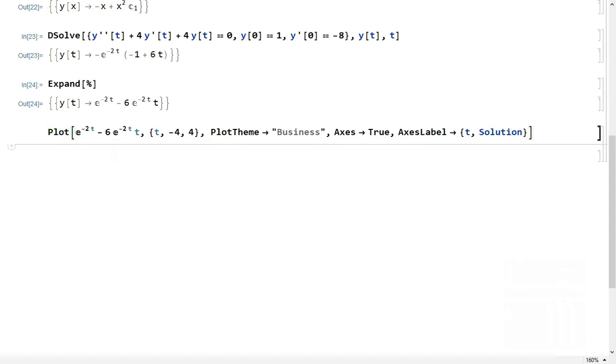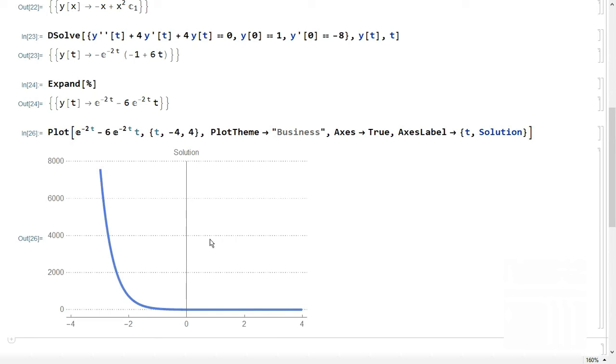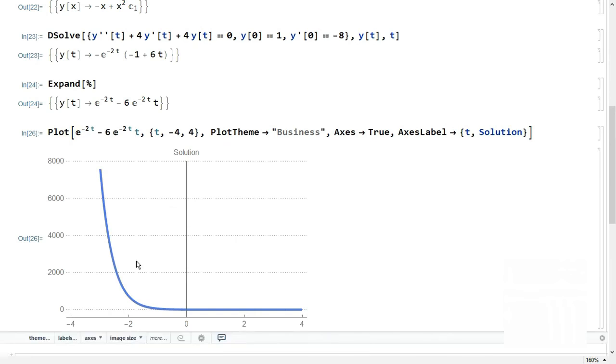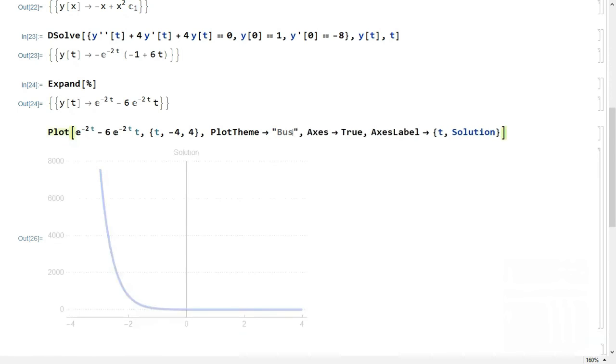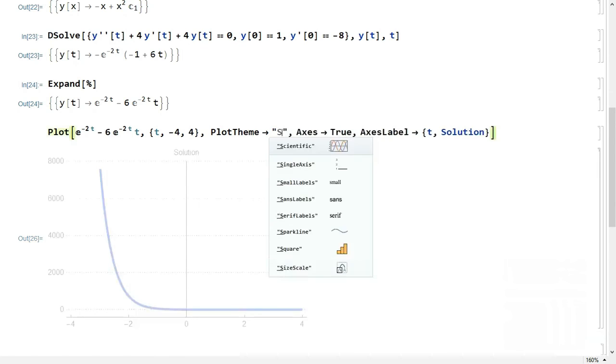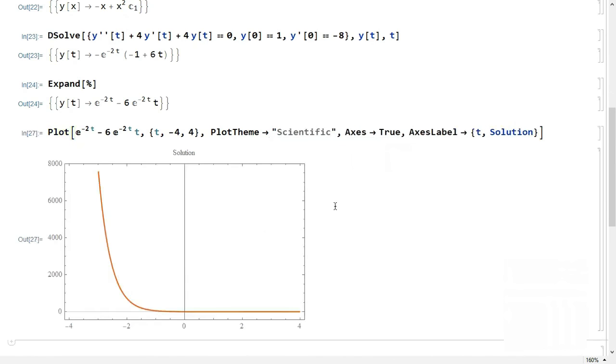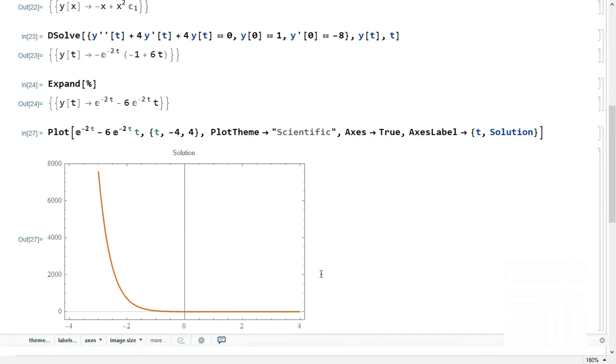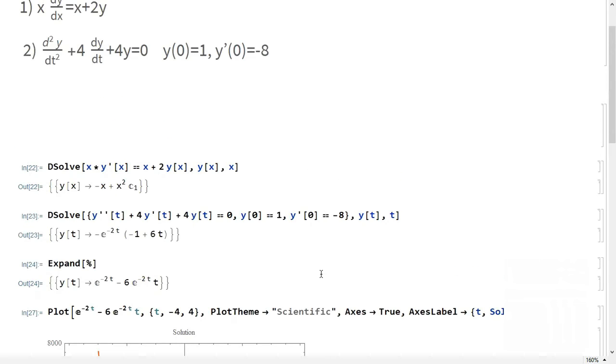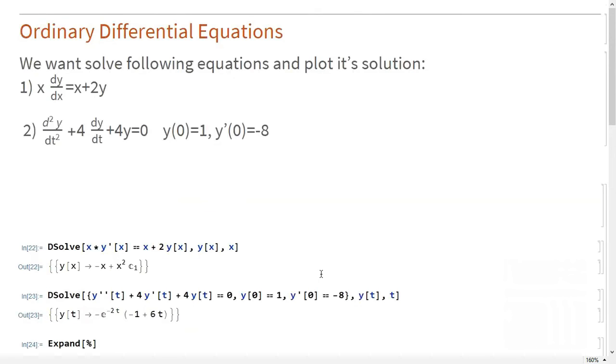And if we do that, this is our solution that is coming from the differential equation, right? And again you can also switch to scientific, any theme you want, just type like this, and there you go. This is how we can easily solve a differential equation using Mathematica.